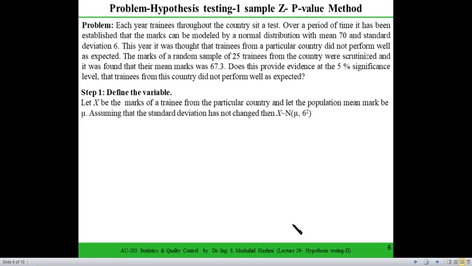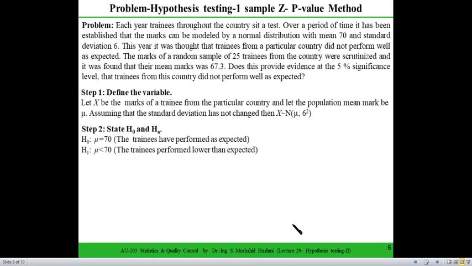So the first step is exactly the same as the previous case. You need to define X, your variable, which is the marks of the trainees for a particular country, and we are assuming that this population has a mean value mu and the variance is 6 squared, which is the population distribution. The second step is to write the same null and alternative hypotheses. The null hypothesis is obviously that the trainees are performing as expected, so their mean score is 70. The opposite hypothesis is sometimes called H1 or sometimes HA, whichever you use.